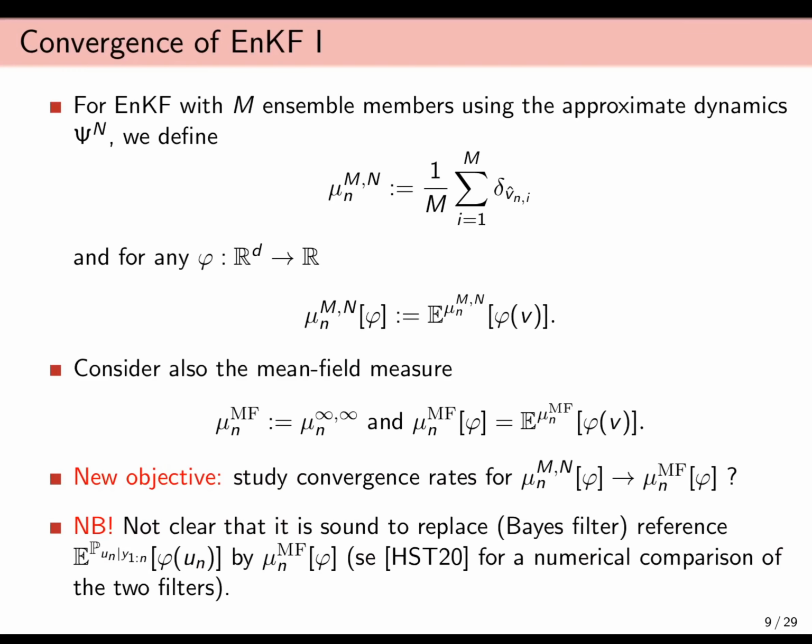All right, so as said, we have this kind of notation: this is a functional associated to the mean field measure, and I apply it to some quantity of interest. And I can take this to the limit and then talk about the mean field measure. So that's when m and n are infinite. And what we really study here is the convergence of EnKF and multilevel EnKF in this weak sense towards the mean field measure.